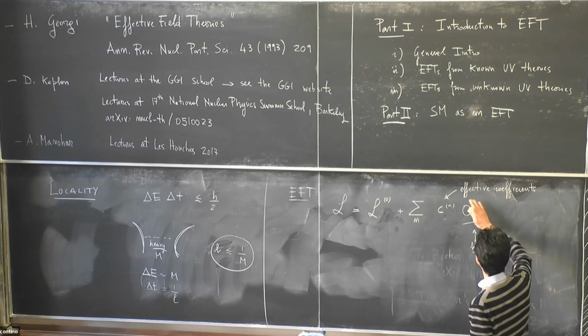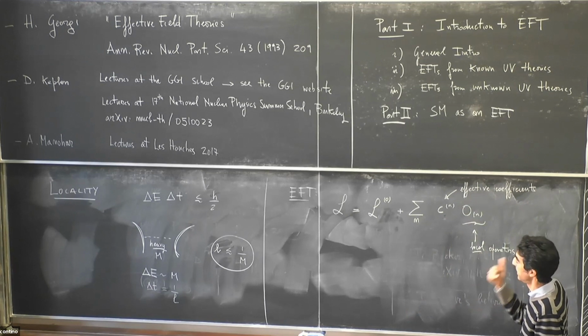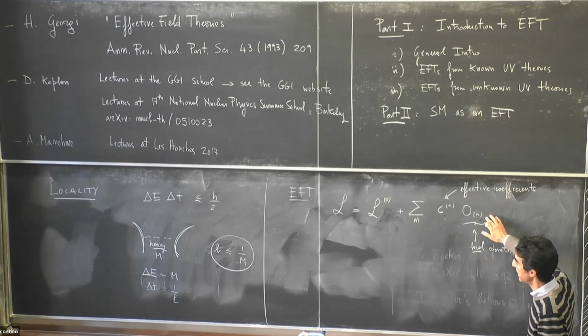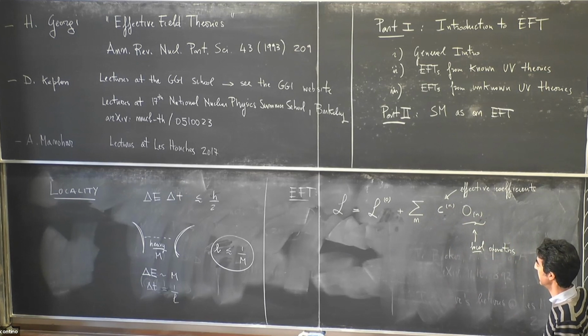These are all the possible local operators that you can write, which means that they have to have the right quantum numbers. For example, they have to be invariant under any global symmetry which your system might have, and of course they have to be gauge invariant. But there is no restriction on the dimensionality of these operators. In fact, this is a series, which can be organized as a series of increasing dimensionality of the operators. We will see.